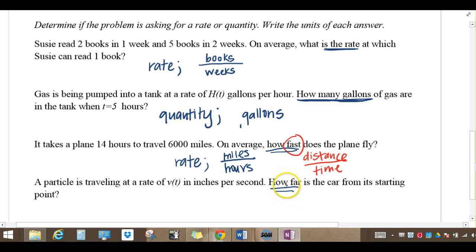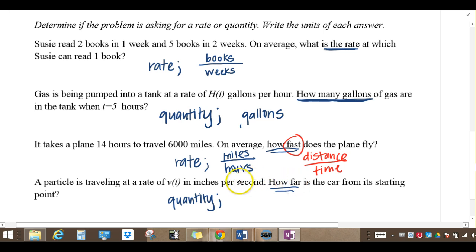So again, just really thinking about examples that we're used to. If I ask you, how far are you from school? You would tell me I'm 6 miles from school, or I'm 10 blocks from school. So those units of measure are going to be a distance. So here I'm being asked for just one quantity, and now I have to think about the units of that quantity. So here we have the units of the rate that we were given. The units of the rate are inches per second. And we want just a quantity that measures how far.